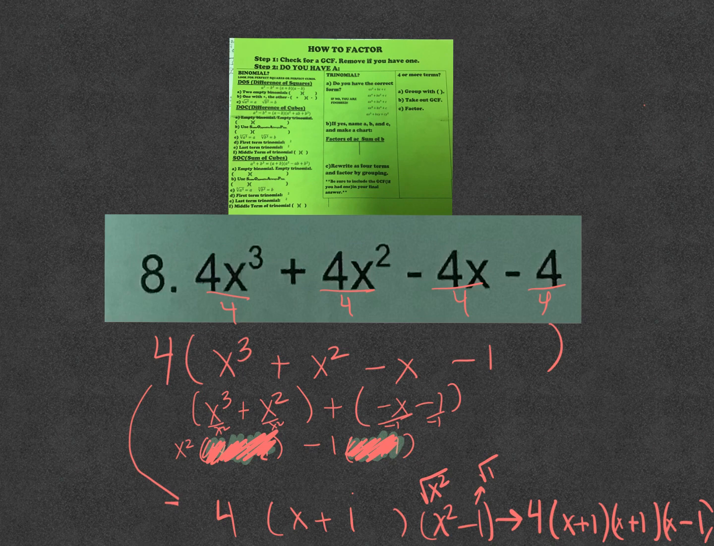So my final answer is 4 times the quantity x plus 1 times the quantity x plus 1 times the quantity x minus 1. Also, you could see this written this way. It does not matter to me if you write it this way, and you do not have to write this down. I always say that textbook companies are saving ink by writing x plus 1 times x plus 1 as x plus 1 squared. You're welcome to write it that way, but the way I have in a box is perfectly fine also.